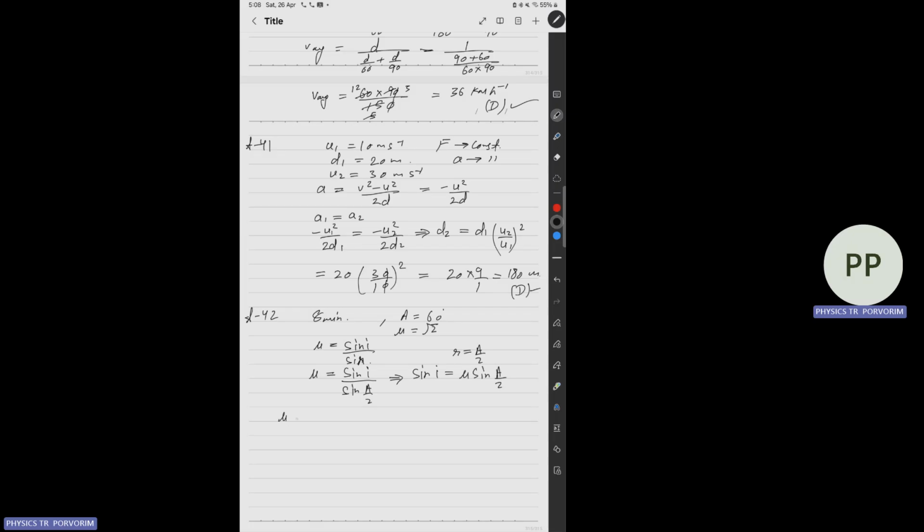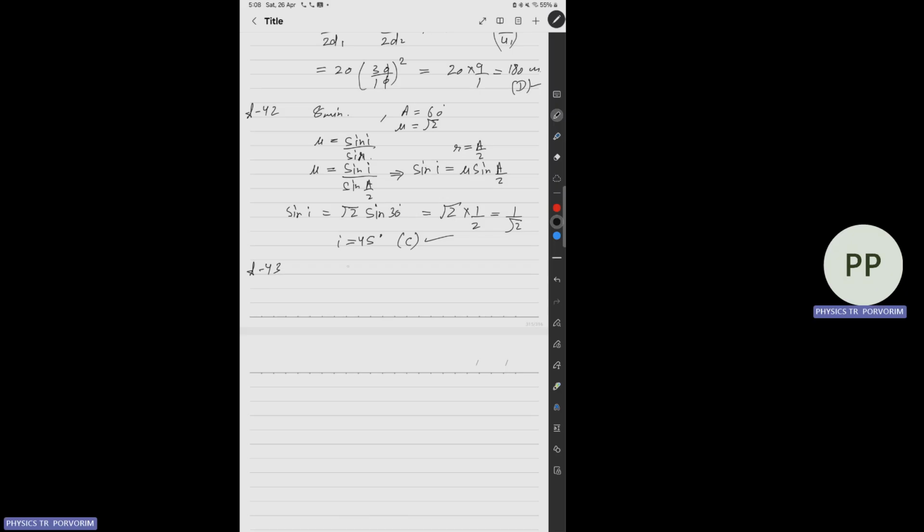So just put the values now. Sine i, mu is root 2 and sine A by 2. A is 60, so sine 30, and sine 30 is 1 by 2. So it will be root 2 into 1 by 2, that means 1 by root 2. So sine i is equal to 1 by root 2, that means i is equal to 45 degree. So the incident angle will be 45 degree, and the correct option is C. Next, 43.